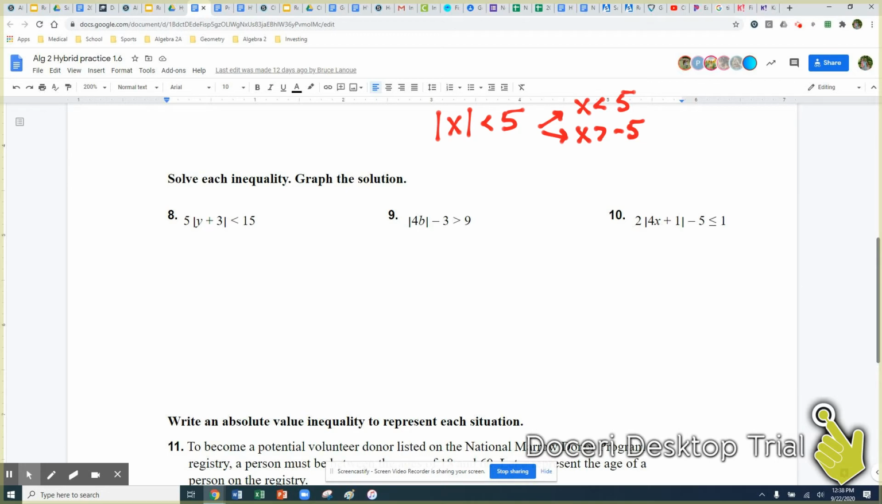There's our two situations. So if I keep x less than 5, that's going to keep those positive numbers closer than 5 to 0. But at some point, it's going to start getting further away than 5 on the negative side, so I have to make sure x is greater than -5.